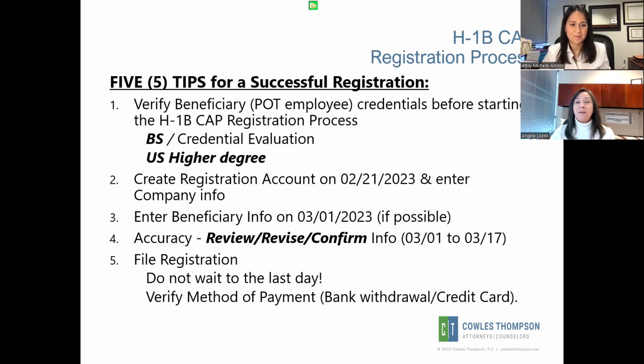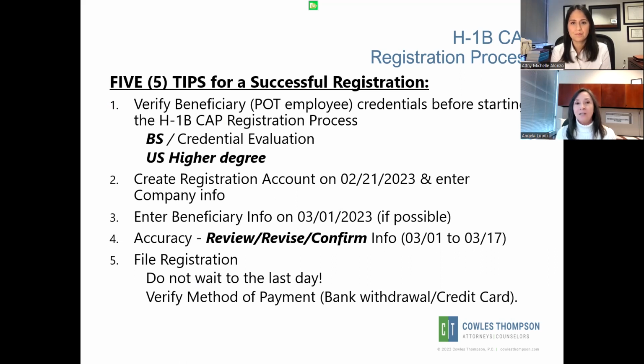Five tips that we have identified through our own experience doing H-1B CAP registrations for a successful registration. We've mentioned these before, and we can't emphasize enough all of these little items. One is, please, please, please verify the beneficiary or potential employee credentials. You want to make sure that the employee has the degree that you're listing on their registration. Get copies of the diplomas, transcripts. If you need to do the credential evaluation, do it now before you start this process.